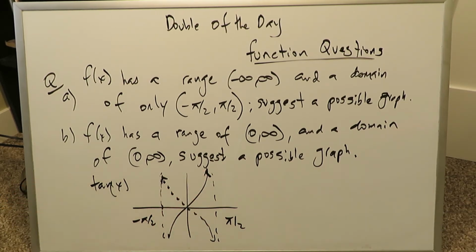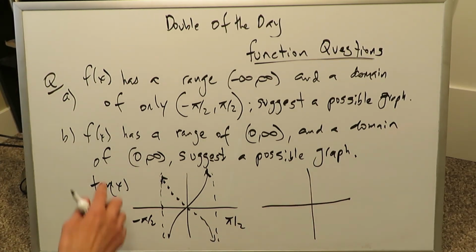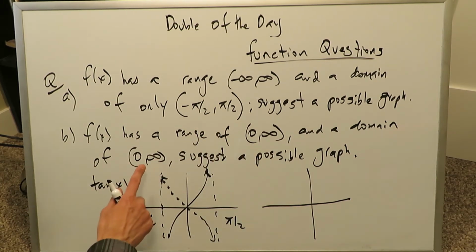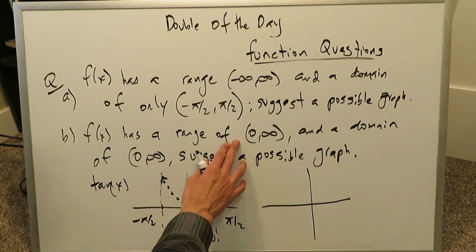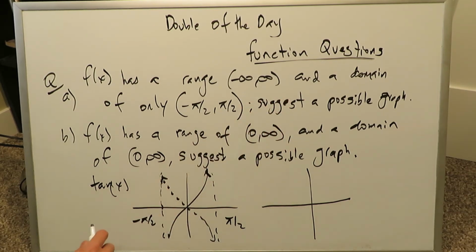Let's look at number B. We'll draw an x and y plane. We're looking here at a function which has a range of 0 to infinity and a domain of 0 to infinity. Suggest a possible graph. Again, I'm not seeing anything here in terms of contact with 0. It's going up to but not including 0, and the range is going up to but not including 0, but it shoots up towards infinity.